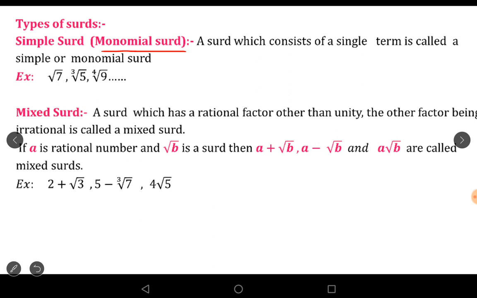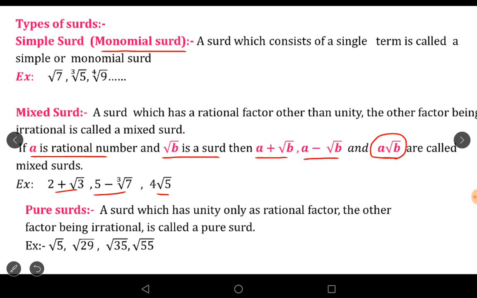Mixed surd. A surd which has a rational factor other than unity, the other factor being irrational, is called a mixed surd. For example, a is a rational number and root b is a surd. So a plus root b, a minus root b, or sometimes a into root b is also a mixed surd. For example, 2 plus root 3, 5 minus third root of 7, 4 into root 5. One part is the rational number, one is the irrational number.